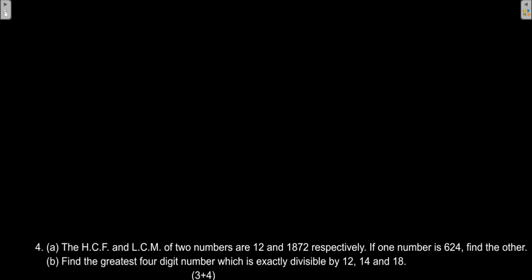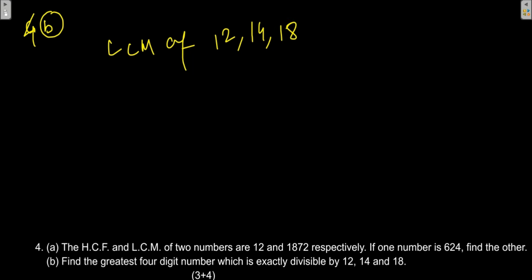Acha, so the next sum is 4b. In the sum 4b, it's told to find the greatest 4-digit number which is exactly divisible by 12, 14 and 18. So the greatest 4-digit number they told, which will be divided by all these numbers. When it's divisible by all these numbers, then you need to find out the LCM of the numbers first. The numbers given are 12, 14 and 18.